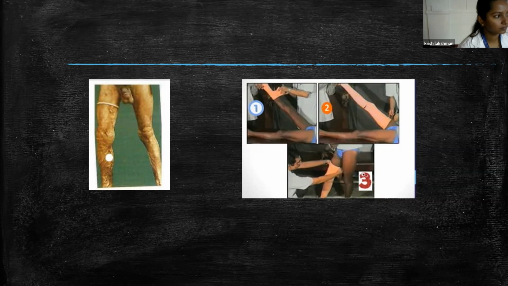So that is part of treatment. In this case, we are going to treat the patient if there is a perforator incompetence, because we don't want him to land up in a complication.